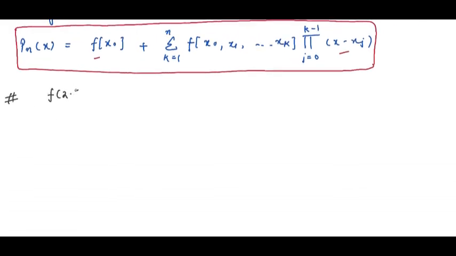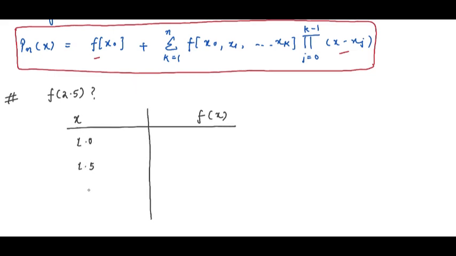Now we have a question: estimate the value of the function at 2.5 using Newton's divided difference interpolation method. We have the following data: the x values are 1, 1.5, 2.2 and 3, and the function values are 2.7183, 4.4817, 9.0250 and 20.0855. Now this is a more realistic problem because the x values are clearly unequally spaced. We have 1, 1.5, 2.2 and 3, so we can't directly use Newton forward or Newton backward interpolation.